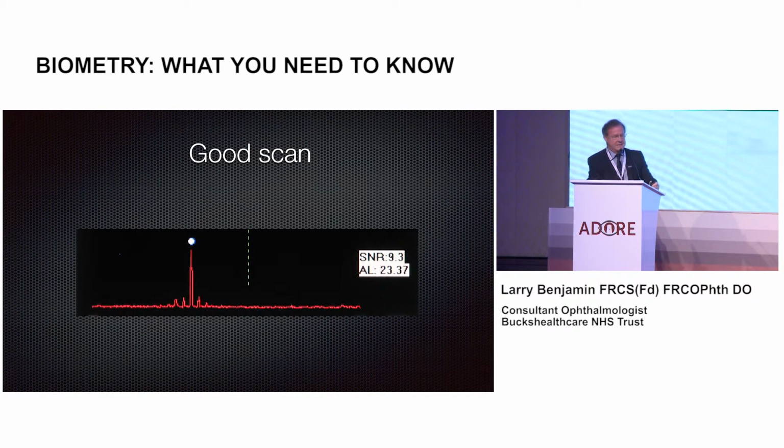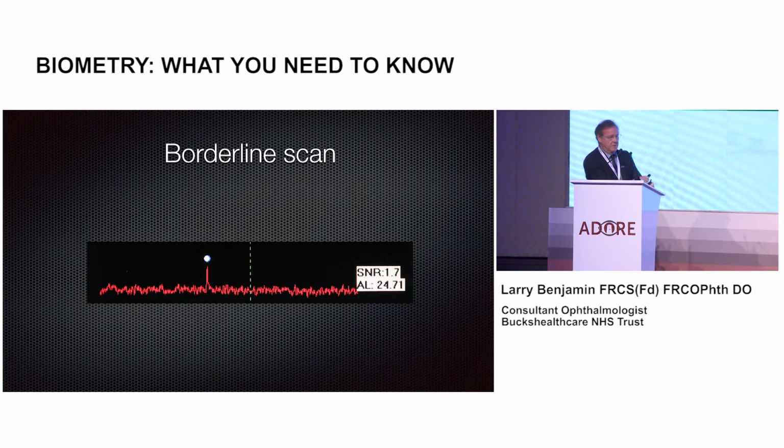In terms of the scan itself, what you're looking for is a good what's called a signal-to-noise ratio. So how much above the baseline noise is the signal rising? And in this case, it's 9.3, and that's a very good scan. It's an obvious peak where the retina is.